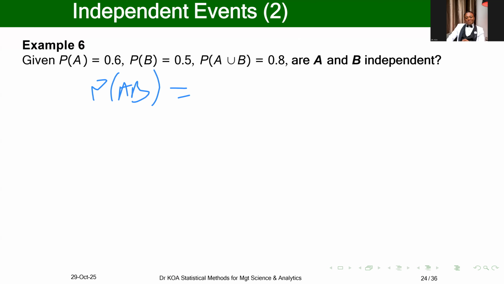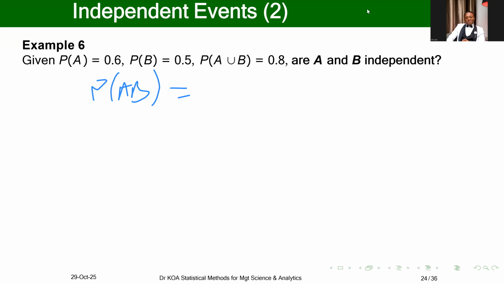No. Let's write the formula. Probability of AB will be what? Probability of A times probability of B. It's not times. Probability of AB. We don't know whether they are dependent or independent. I have not said anything. Okay, the condition. Is that independent? Okay.